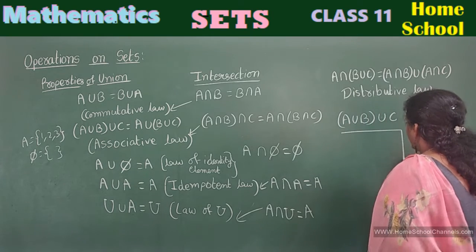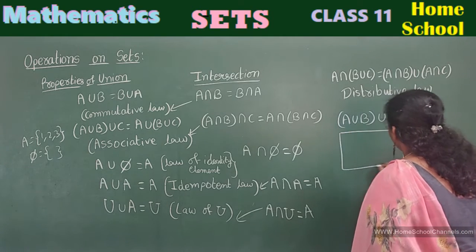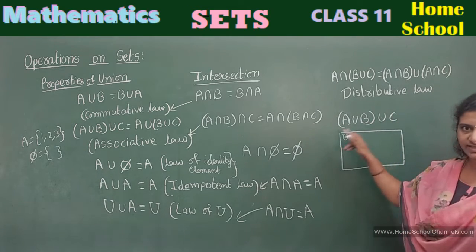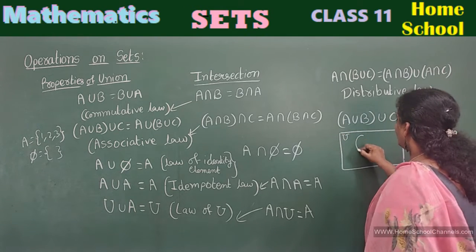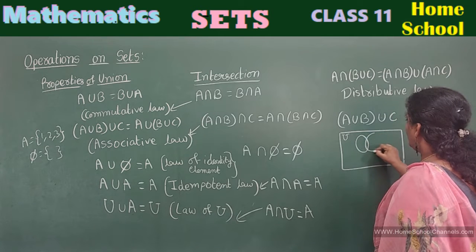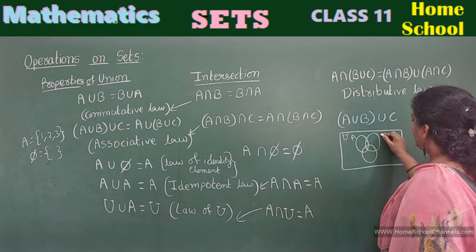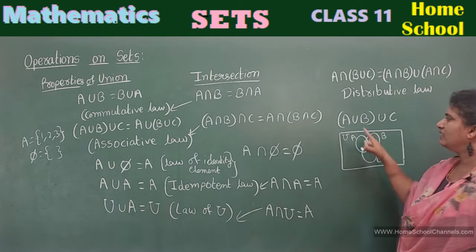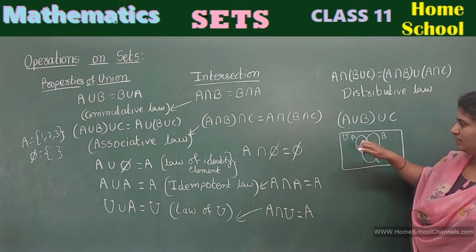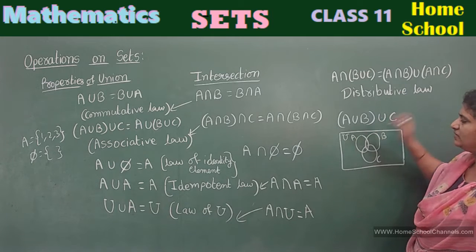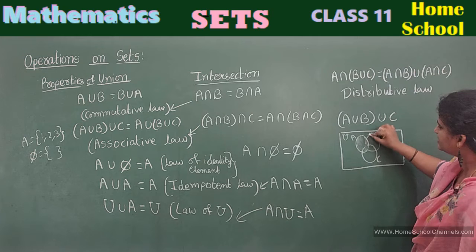Look here carefully: a rectangle, the universal set. Here I am talking about three sets, so take three circles A, B, C. A union B means the A and B circles. Union C means all three circles you need to shade.